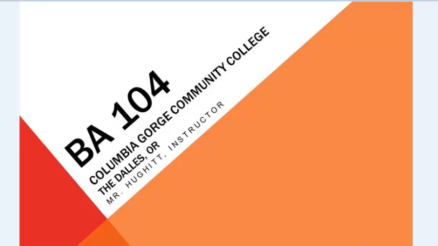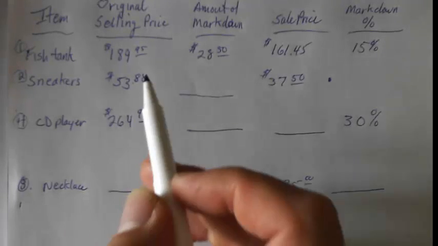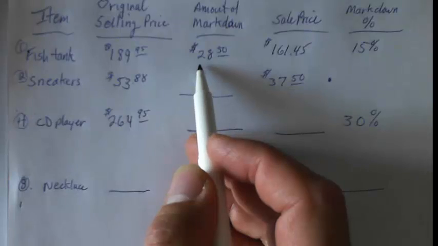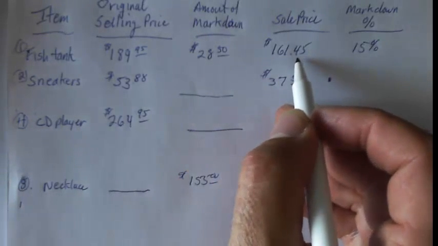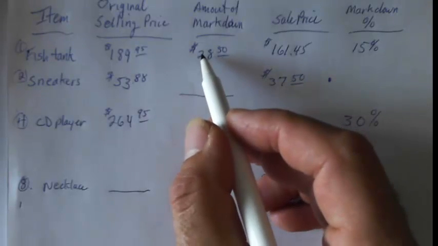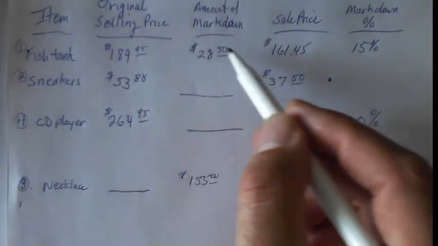Okay, this class lecture is going to go along with Chapter 8, Section 3, continuing our work with markdown, selling price, and markdown percentages. Our first example in the book is number 1. They give us the original selling price of $189.95, the markdown amount $28.50, and the selling price of $161.45. And they got that by simply subtracting the markdown amount from the original selling price.